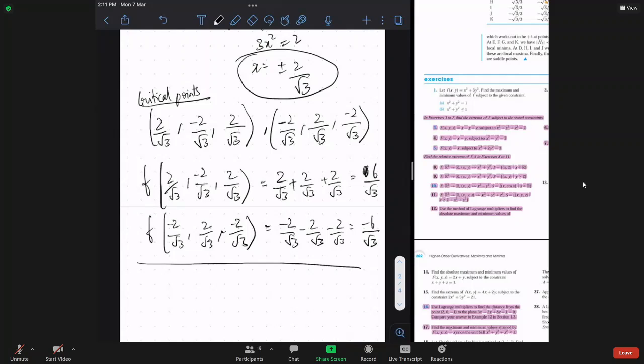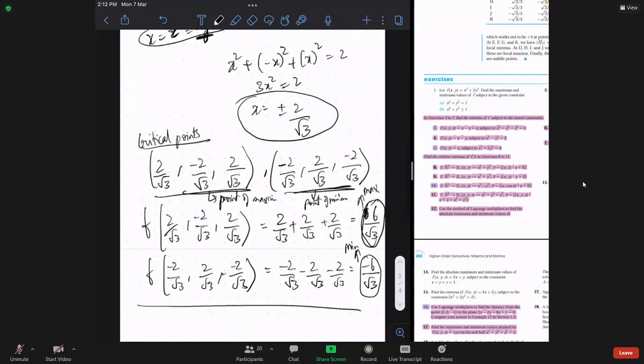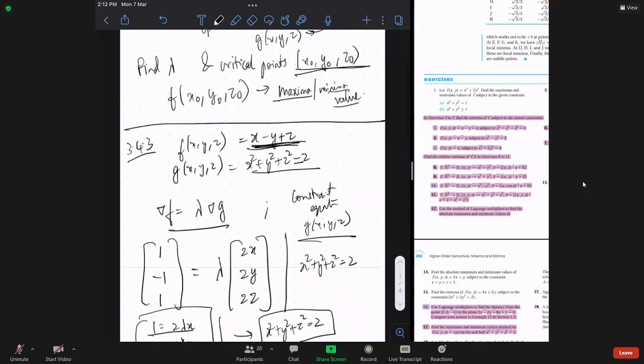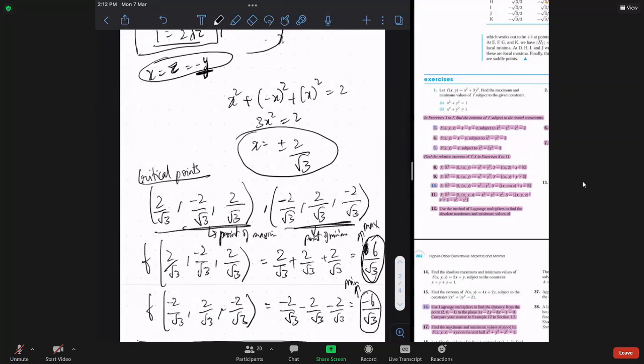So as you can see, this is the maximum value and this is the minimum value. So this point is the point of maxima, and this particular point is the point of minima. All they're asking in the question is, what are the extremum values of this particular function? We have found the extreme values, which are 6 by root 3 and minus 6 by root 3, and these are the 2 points at which they occur. And yeah, that's all that there is about this method.